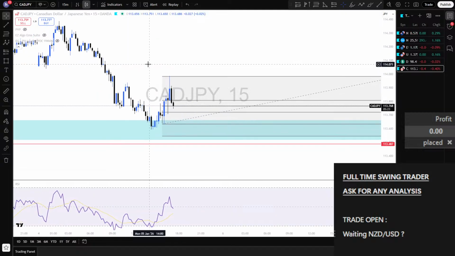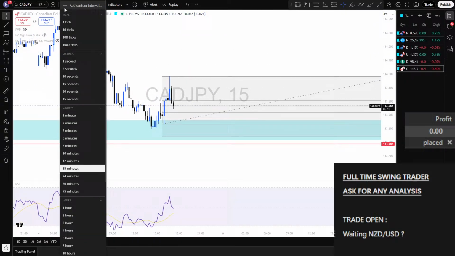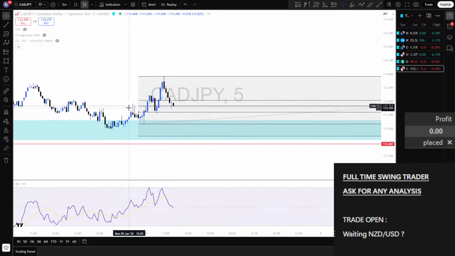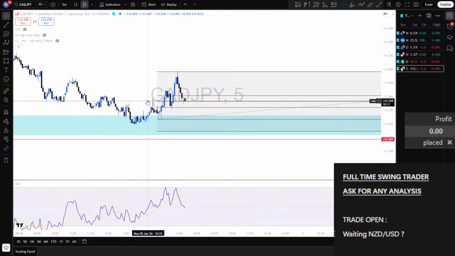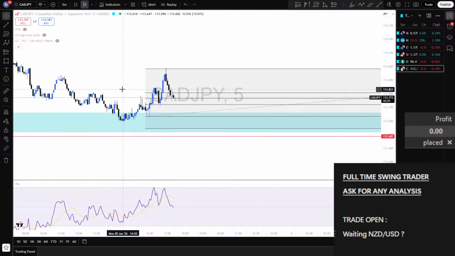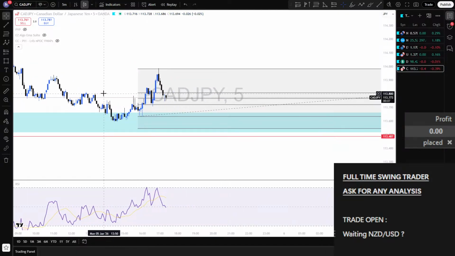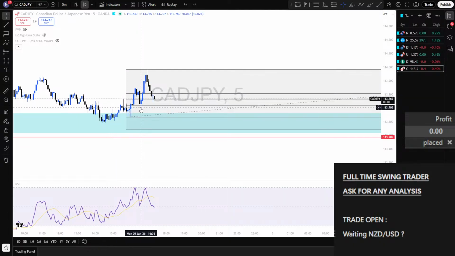CAD JPY pulled back. It's time to see what it's gonna do. But for now, it didn't take any liquidity in the 15. In the 5, it's the same liquidity.